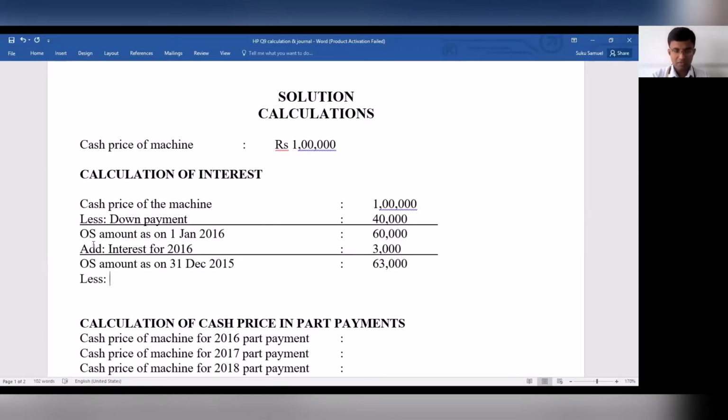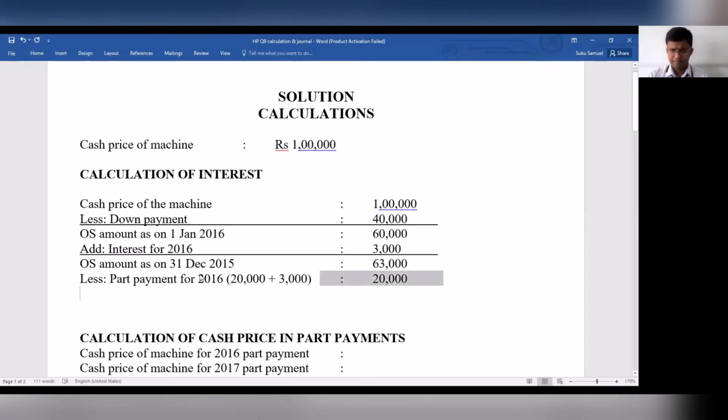Now from this, we have to subtract the first part payment, the part payment for 2016. How much would that be? That would be 20,000 plus 3,000. Now, how did we get 20,000? How did we get 3,000? So 20,000 plus 3,000 works out to be 23,000.